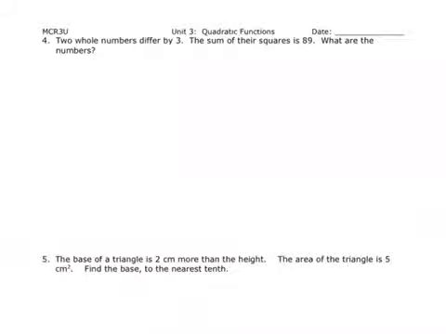Let's work on the last example that we're going to work on right now, which is number 4. It says that two whole numbers differ by 3. So that means when you subtract them, it should make 3. When you add the sum of their squares, it should be 89. What are the two numbers?